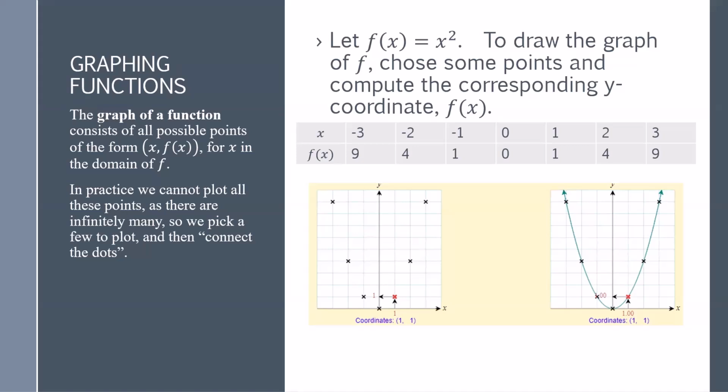We plot those points. So for example, we plot negative 3 and 9, negative 2 and 4, negative 1 and 1, 0 and 0, 1 and 1, 2 and 4, 3 and 9, and then we'd play connect the dots.